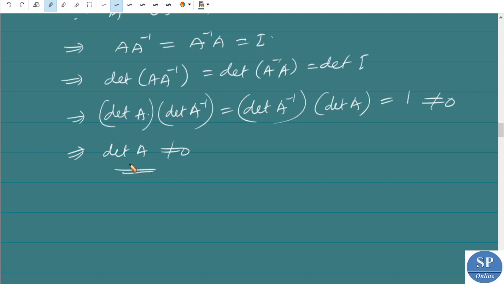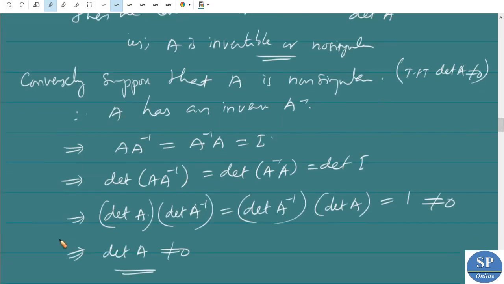So we have proved that the matrix A is non-singular implies the determinant of A is not equal to 0, and vice versa.